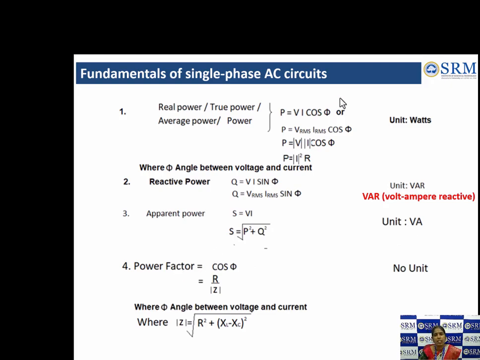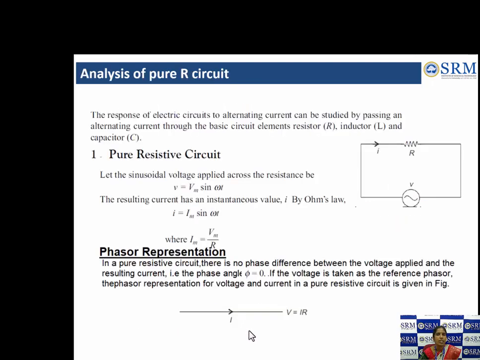What is power factor? We have included this cos psi, the power factor, in real power, right? That is nothing but the ratio of resistance to the magnitude of the impedance. Resistance and impedance have a common unit, ohm, so it doesn't have any unit. Here psi is the angle between voltage and current, as we already know, and the magnitude of impedance is the root of R squared plus (XL minus XC) the whole squared, where XL is the inductive reactance and XC is the capacitive reactance.